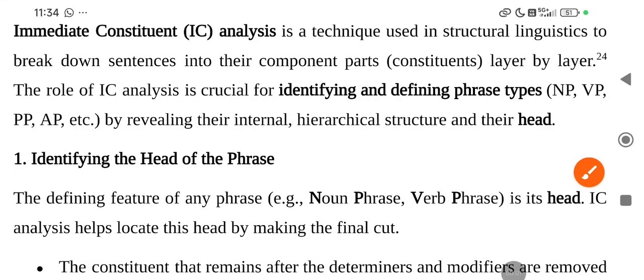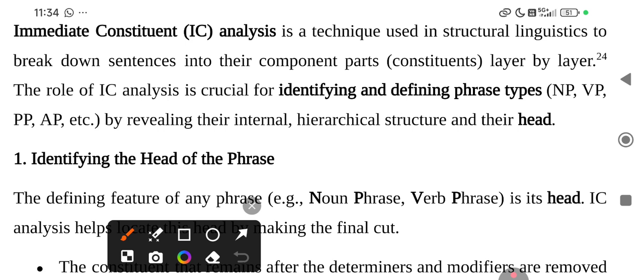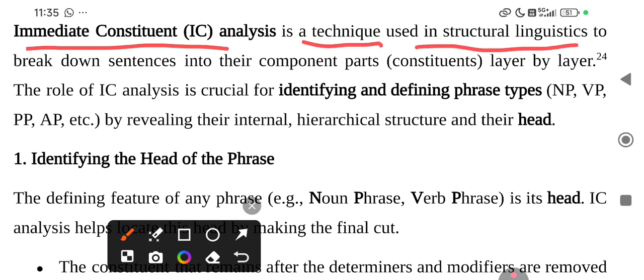Hello, students. Now we will take another topic of linguistics, that is IC analysis. So, what is IC analysis? It is a technique used in structural linguistics.